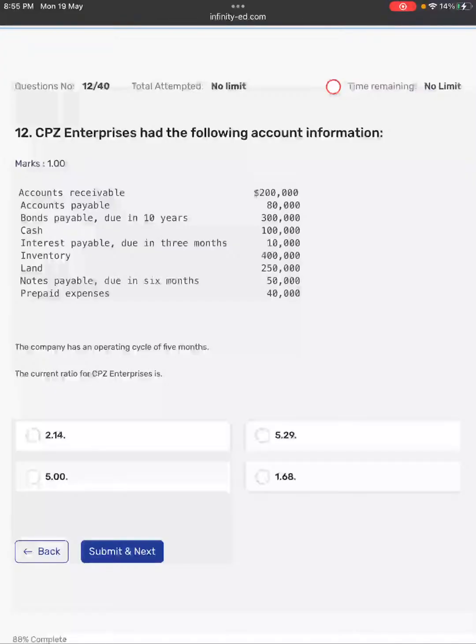Receivable is current asset. And cash is current asset. Cash is 1 lakh, okay, cash 3 lakh. Interest payable due within 3 months is a liability, not asset. Inventory is 4 lakh, this is also current asset. Total 7 lakh. Land is not current asset, and note payable is current liability. Prepaid expenses also current asset, 40,000.